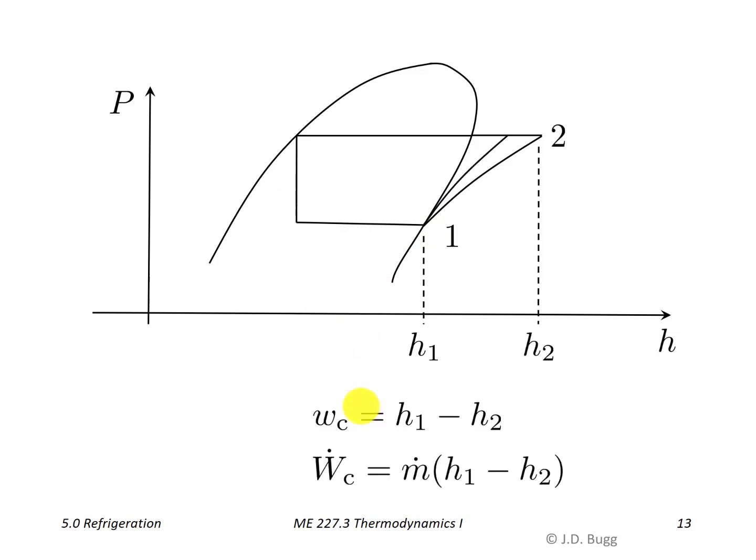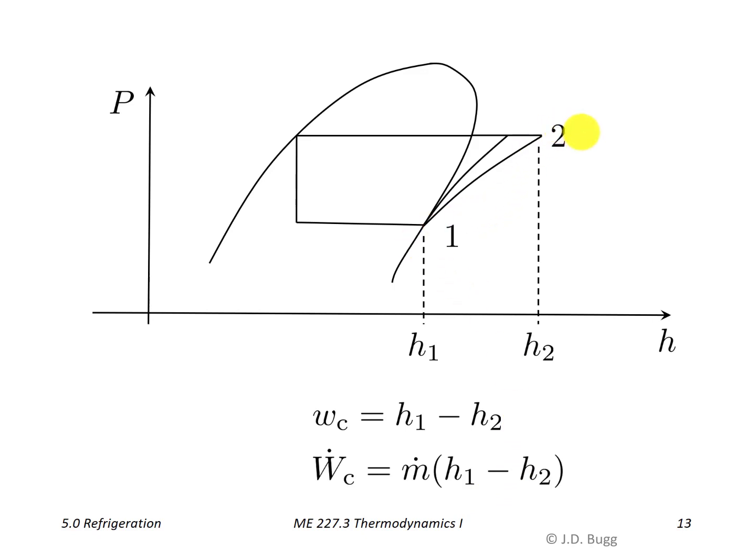The next thing that we can learn from the pH diagram is about the work required by the compressor. So again, energy equation applied to the compressor, we get WC equals H1 minus H2 on a per unit mass basis. But if we multiply both sides by the mass flow rate, we get the power requirements of our compressor as m dot times H1 minus H2. So again, it's the horizontal distance between these 2 points on our pH diagram that relates directly to the power required by the refrigeration system.